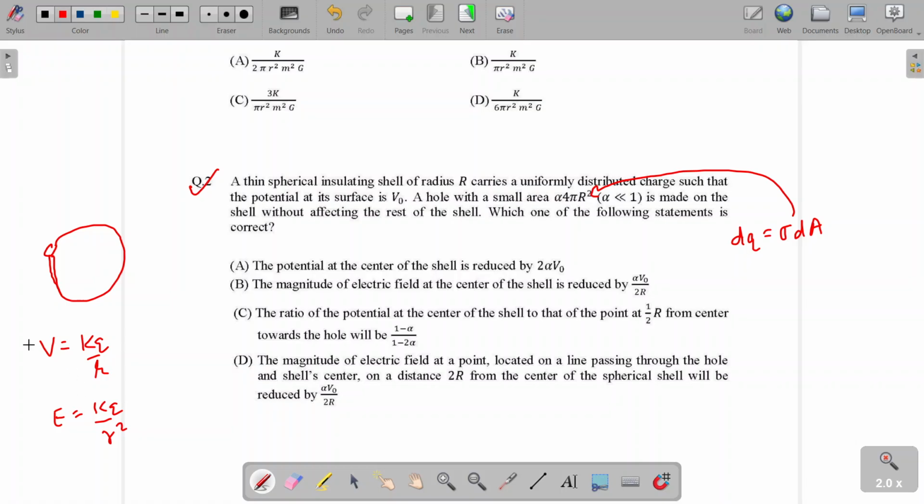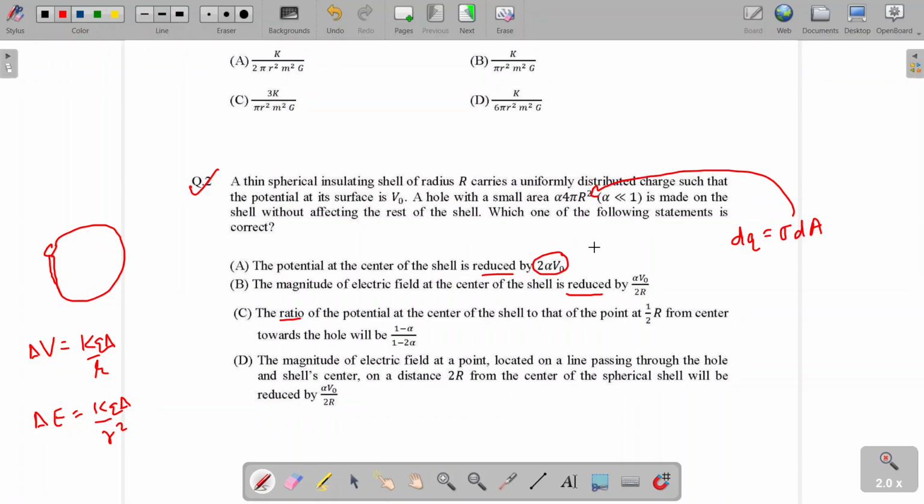You can simply write the change in electric potential as delta v in terms of delta q, and similarly the change in electric field. So that is what is required: the electric field is reduced, or the electric potential is reduced, or the ratio of potential, and so on. After substituting, the whole expression will simplify in the terms written here for the potential at the center of the shell.